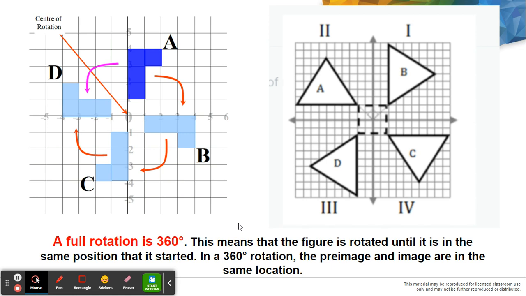You are turning an image around a certain center of rotation. So imagine riding a roller coaster, a Ferris wheel, or a merry-go-round. You are rotating yourself as well. Okay, let's move on.